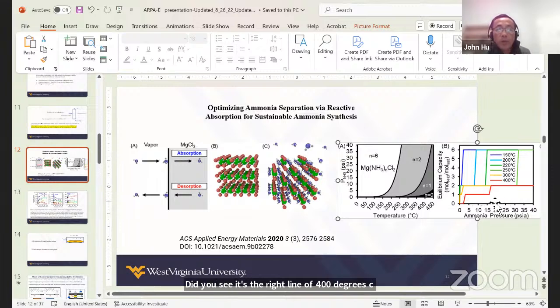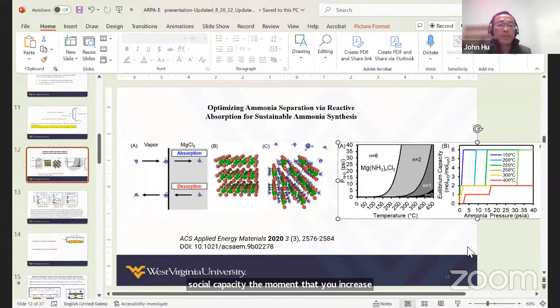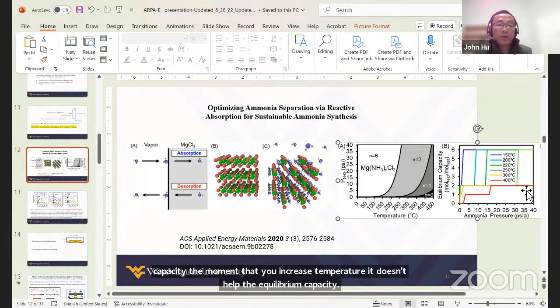All right. Remember, adsorption is exothermic. Temperature doesn't help exothermic. So that means if you have a solvent at a higher temperature, the ammonia molecule doesn't like to adsorb on the surface. That's why at low temperature you have higher adsorption capacity. The moment that you increase temperature, it doesn't help the equilibrium capacity. Make sense? I want to hear the answer. Does everybody understand this curve on the right hand side?